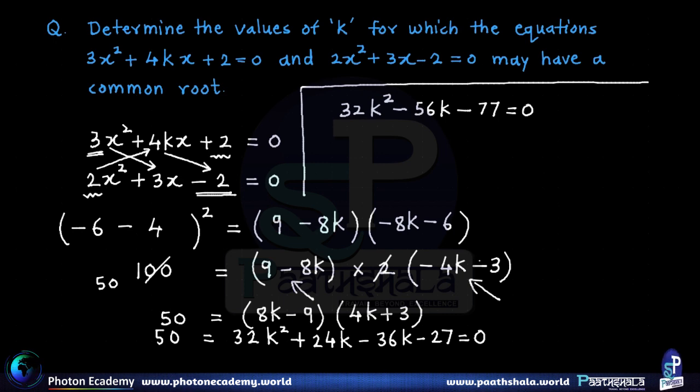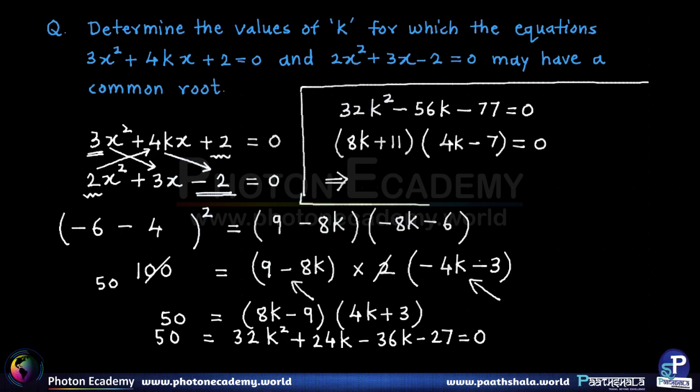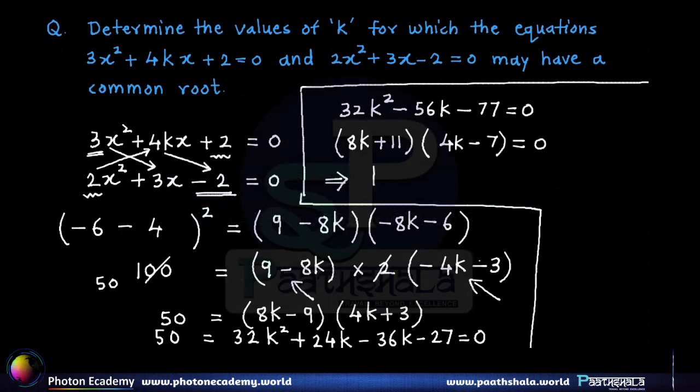On factorizing, we get the two factors as 8k plus 11 into 4k minus 7 equal to 0. That leads us to the final solution: k must be equal to minus 11 by 8 or must be equal to 7 by 4. So that's the final answer.